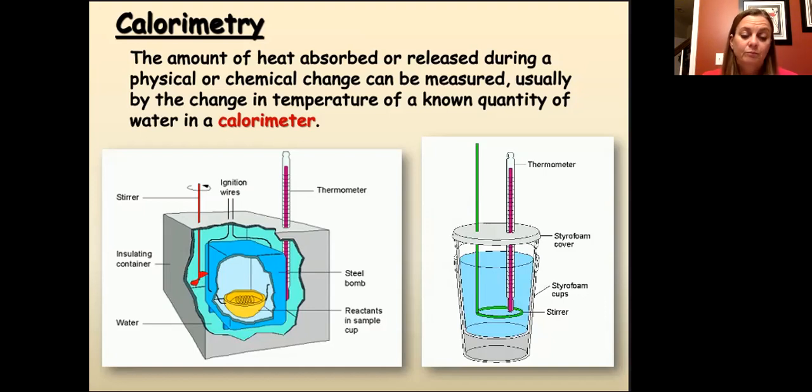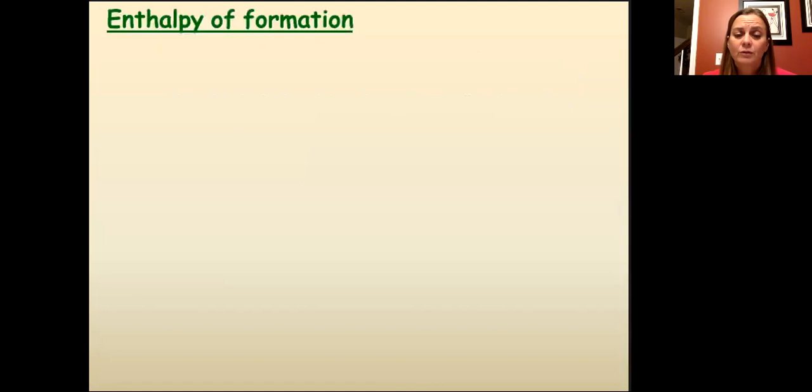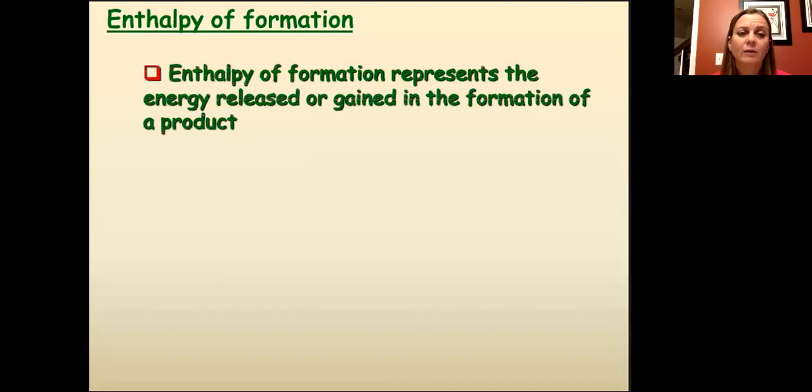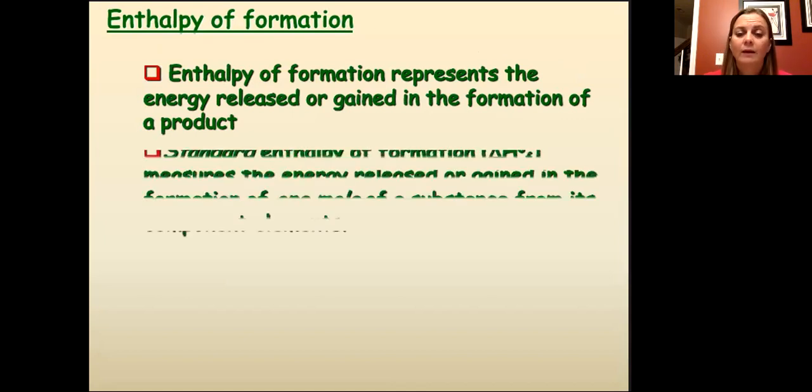So we can directly measure changes in enthalpy using a calorimeter. We can also calculate changes in enthalpy. But in order to do that, we're going to talk about something first called the enthalpy of formation. When we talk about enthalpy of formation, we are talking about the amount of energy that is released or gained in the formation of a product. So enthalpy of formation means when something forms, how much energy is released or gained.